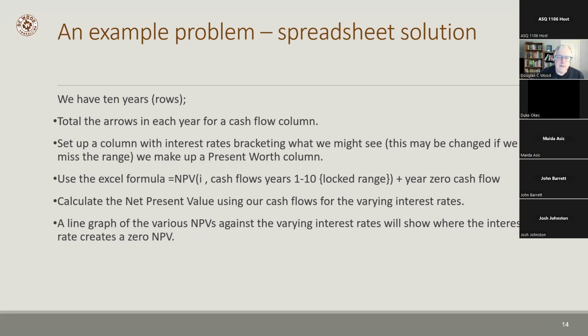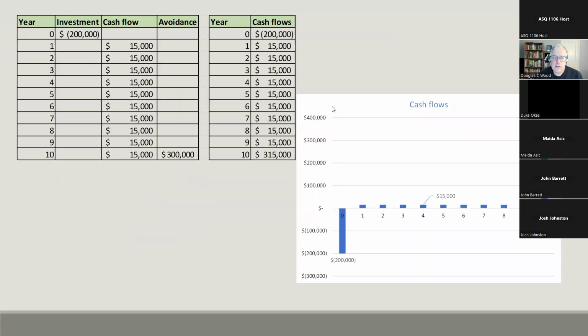A line graph against varying interest rates will show you where you get a 0. So you see, this is what we've got. We've got a spreadsheet here where in 10 years, there's our $200,000 investment. It's negative. We have our cash flow of $15,000 each year. We have an avoidance, in other words, a return of $300,000 at the end. And then we add them all up to create cash flows.